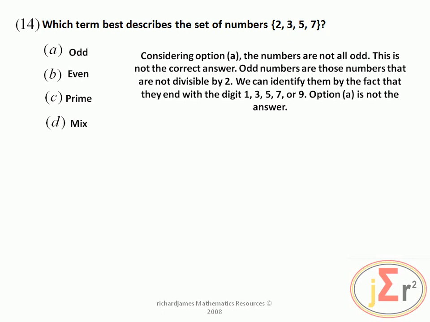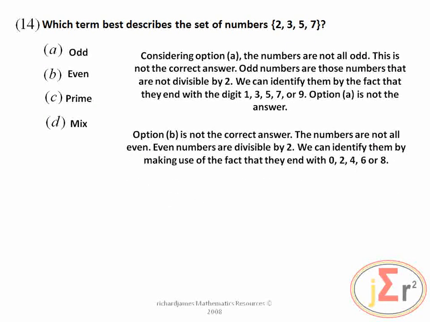Odd numbers are those numbers that are not divisible by 2. We can identify them by the fact that they end with the digit 1, 3, 5, 7, or 9. Option A is not the answer.